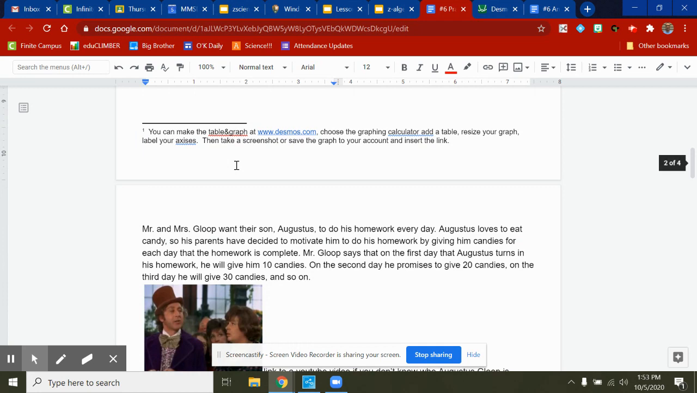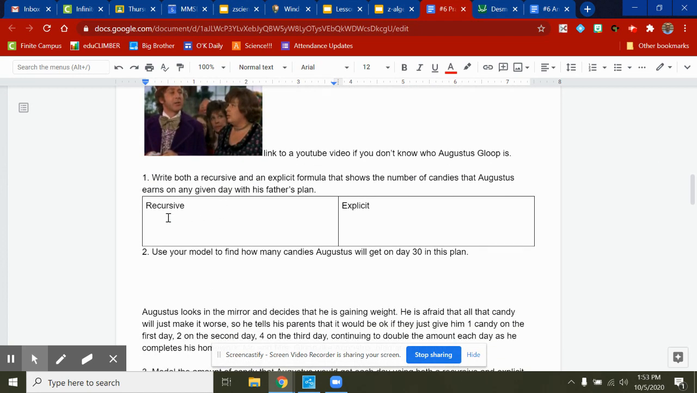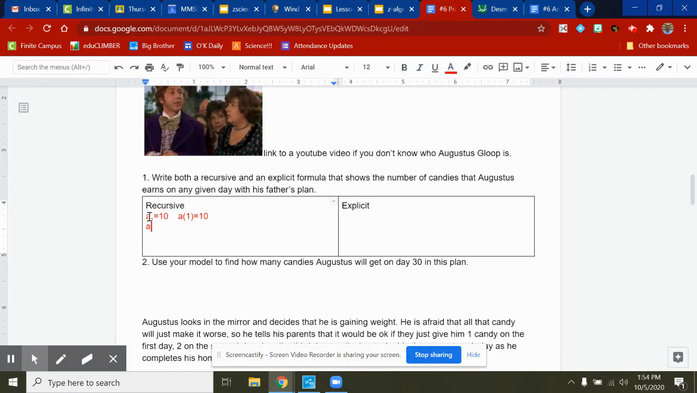There are a lot of different forms of answers for these if you go and look at the answer key. Okay, and then for Augustus Gloop, once again, you have to say where you're starting for the recursive routine. So a sub 1 equals 10. You could have also written this as a1 equals 10, that would be okay. And a sub n equals a sub n minus 1, so any number is the number before it, and I'm going to add 10 to it.